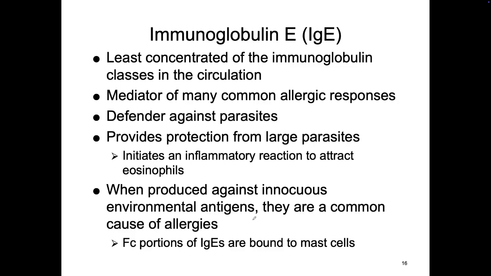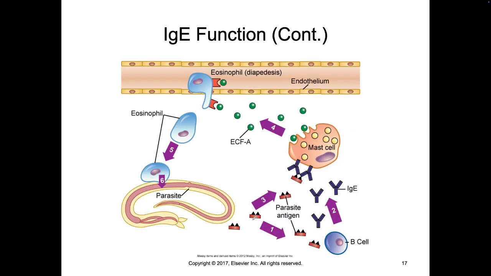When produced against an innocuous environmental antigen, it causes allergies. Okay, the Fc portion of the IgE binds mast cells and basophils and results in histamine release. Okay, so you can see here how the IgE is doing its work, right? It can essentially, by binding the target, right? You can see down here, he gets produced.